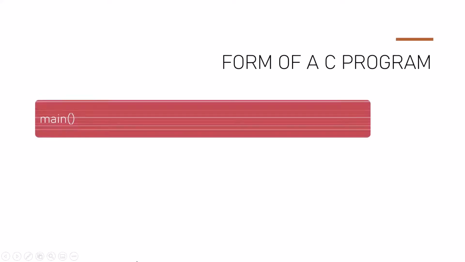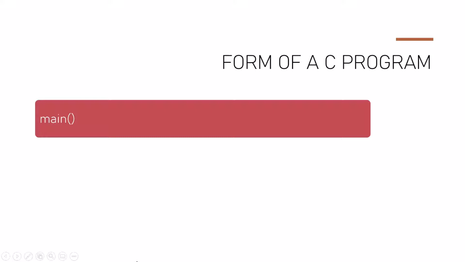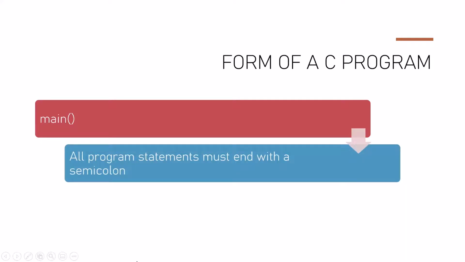Moving on to the form of a C program, every C program must have a main function. Why? Because the main function indicates the starting point of execution for every C program. Now, it's not necessary that the main function be the first function in your program, but your program must have a function called main. All program statements must end with a semicolon. This is particularly important if you're coming from a programming background where you didn't have to use semicolons. C is very strict on the use of semicolons.